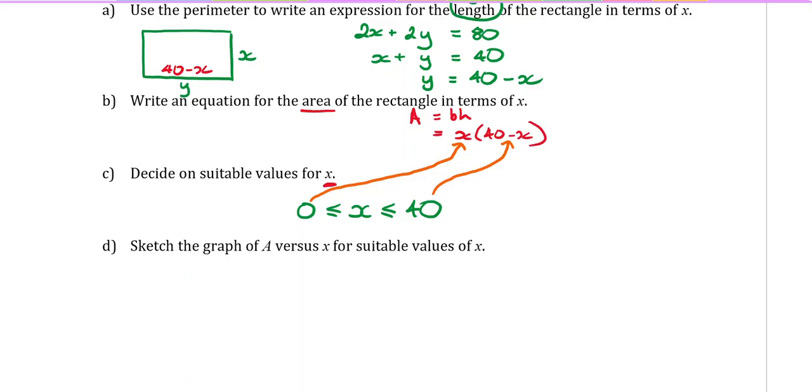If I went outside of that, if I went to say X was equal to 100, it would give me a negative area. And you can't have a negative area. You can't even really have a 0 area, but we'll allow it. But anywhere between 0 and 40.